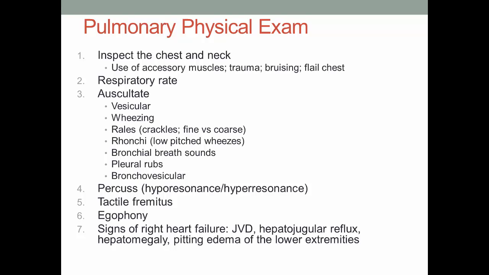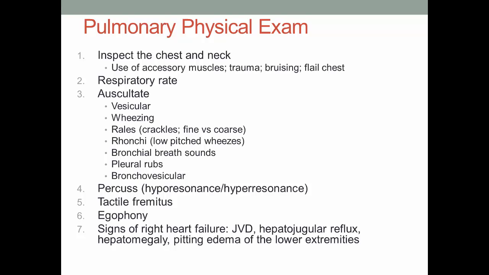Okay, so now you're done with the history and you're going to perform a physical exam on the patient. First thing you want to do, I'm going to focus just on the pulmonary aspect. You want to inspect the chest and the neck. Are they using accessory muscles like the scalenes? Is there any trauma to the neck or the chest?